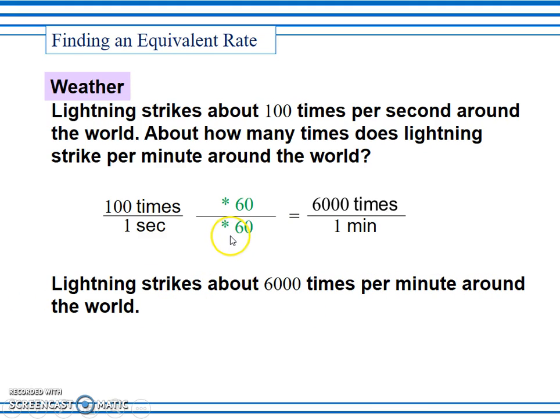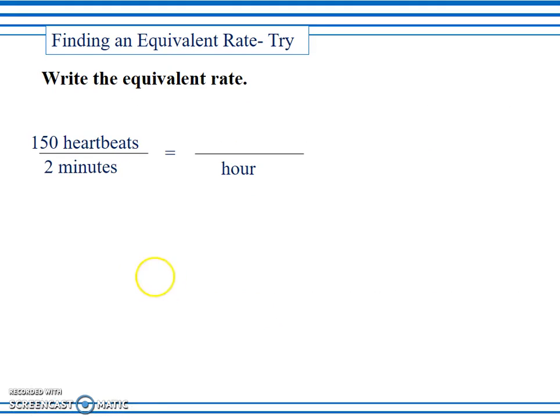Again, the key concept here is that we needed to create an equivalent rate with a different amount in the denominator. So we just multiplied the numerator and denominator by the same number, just like we would if it were a fraction. So let's try a couple of them.